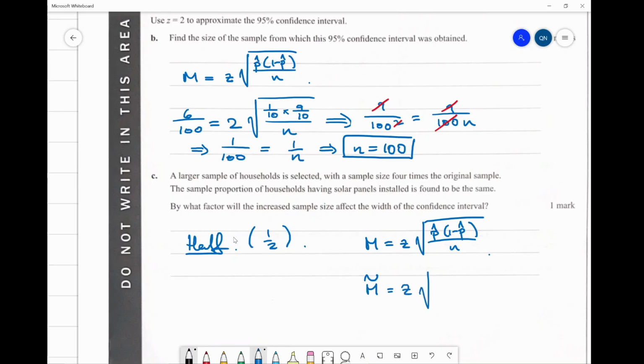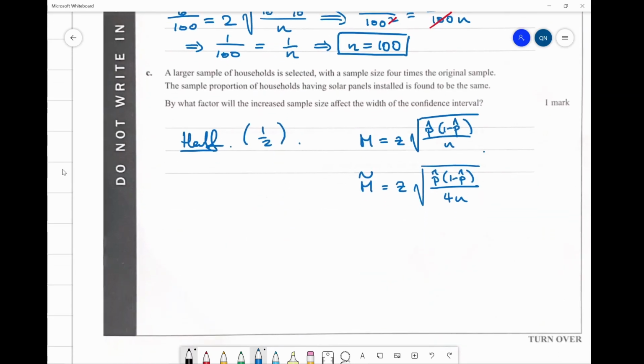We have the square root of p hat, 1 minus p hat, staying the same, but n changes to 4 times the amount. So this is 4n over here. Now you can factor that 4 out of the square root, and what you get is 1/2 times z times the square root of p hat, 1 minus p hat, divided by n. Notice this part over here is precisely your original margin of error. So this is 1/2 times m.